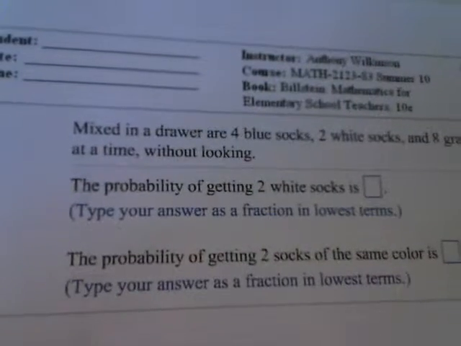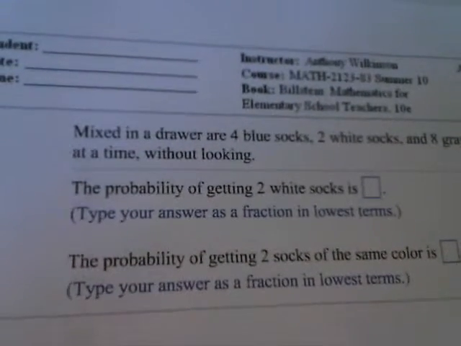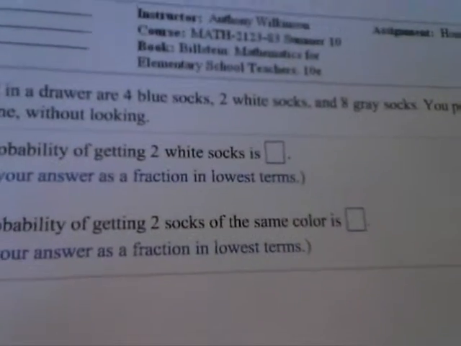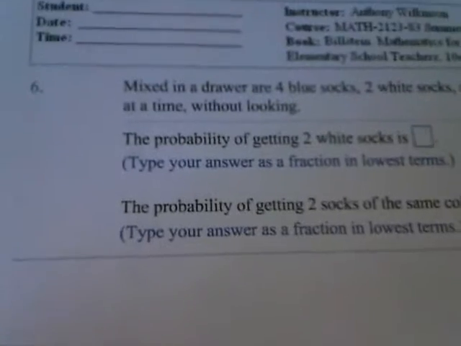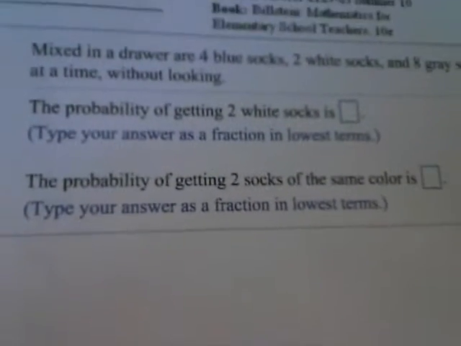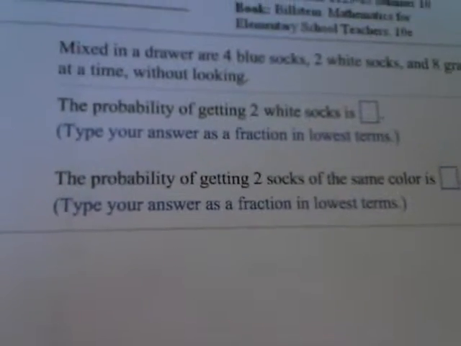Alright, finally, the last problem is a drawer of 4 blue socks, 2 white socks, and 8 gray socks. You pull out 2 socks, one at a time without looking, and you want to find the probability of getting 2 white socks. Okay? So here we're pulling 2 socks out of the drawer.